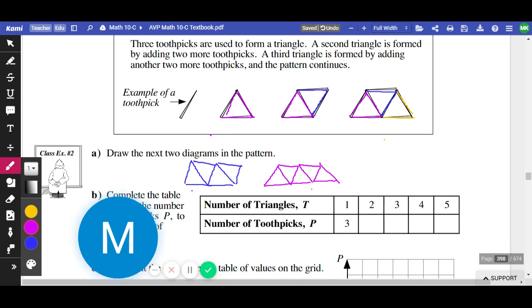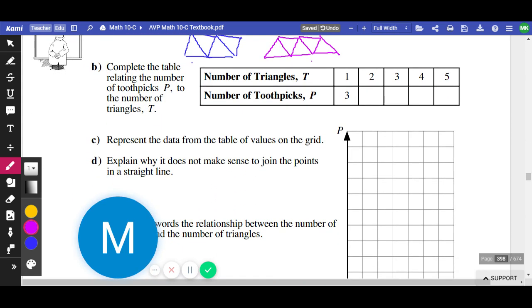We can represent that with this beautiful little chart right here. The top line is the number of triangles. So you'll see we started with 1 triangle, then 2, then 3, then 4, then 5. The bottom line is talking about how many toothpicks it takes to create that. So to create 1 triangle, I needed 3 toothpicks. If I look back up at my picture, to get 2 triangles, I needed 5 toothpicks. The next picture, to get 3 triangles, I would need 7 toothpicks. Then 9 toothpicks, then 11 toothpicks.